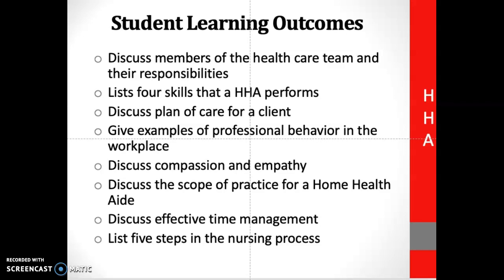We'll list 4 skills that a home health aide can perform, discuss the plan of care for the client, give examples of professional behaviors in a workplace environment, discuss compassion and empathy, discuss the scope of practice for a home health aide, discuss effective time management, and list 5 steps in the nursing process. So that's the student learning outcomes.